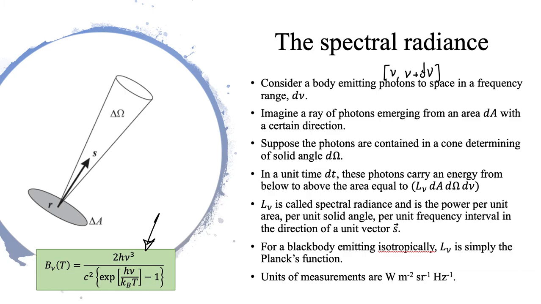The units of measurement of spectral radiance are watts per meter squared per steradian per hertz. Okay, this is the power. This is per unit area, per unit solid angle, and per unit frequency. Okay, so it kind of makes sense.